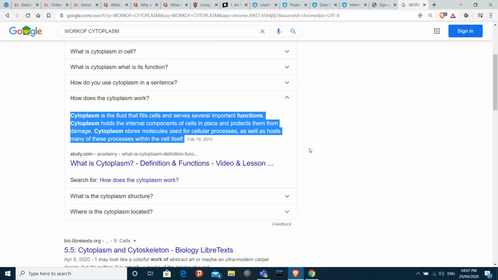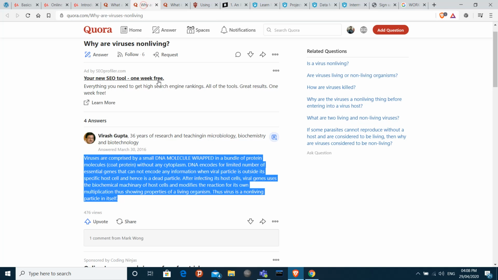It means cytoplasm is a fluid that is giving power to the cell to work and function properly and holds the various other molecules together for the processing. So this cytoplasm is absent inside a virus. Okay, so DNA encodes a limited number of essential genes that cannot encode any information when the viral particle is outside its specific host cell. What is the viral particle?